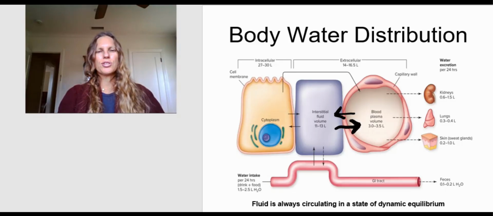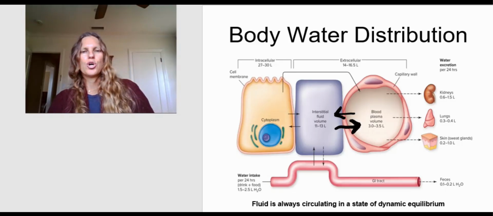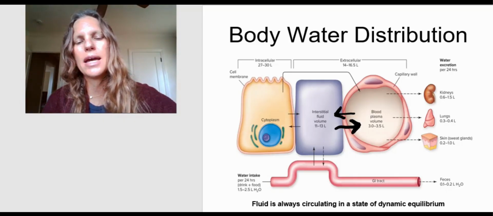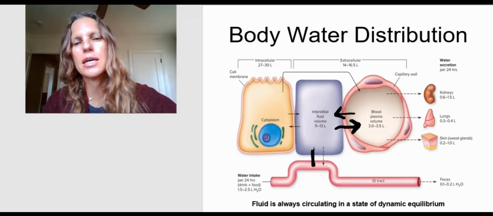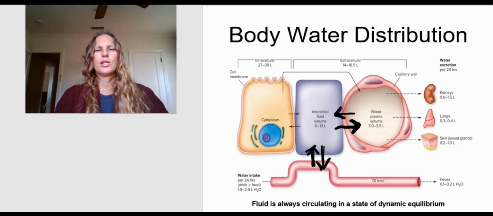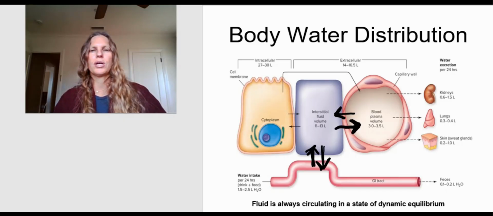In this slide, we also see that fluid moves into and out of your cells as an exchange between basically our blood. So we can say, in a nutshell, that our body fluid is always circulating in a state of dynamic equilibrium.